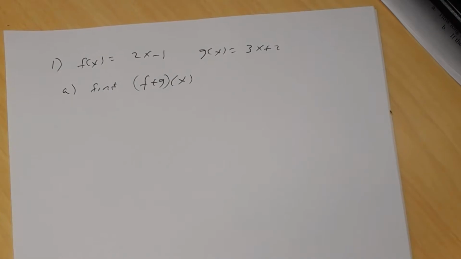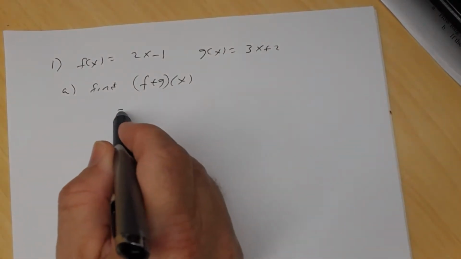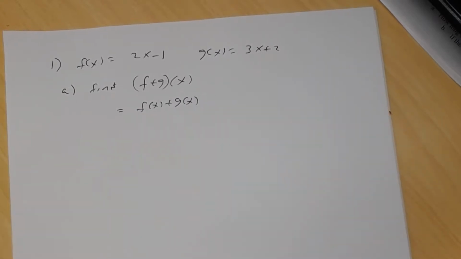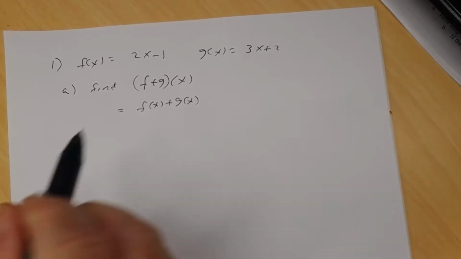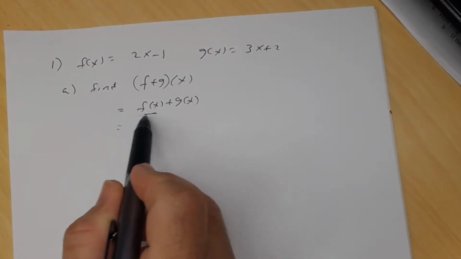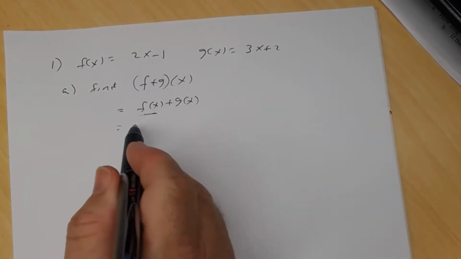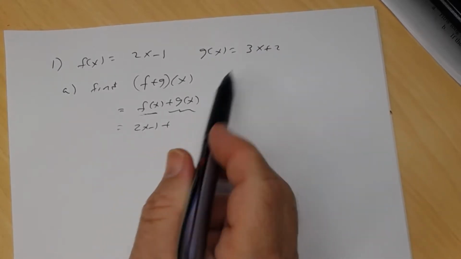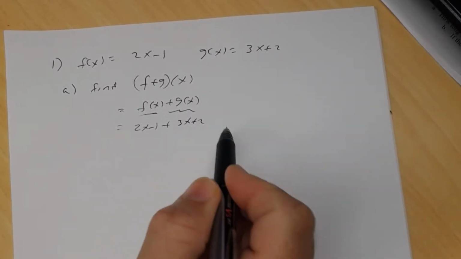You have to know the definition. The definition says that's going to be f of x plus g of x. And so all you do is just find your function. So this says I take f of x. Now f of x is this right here, so that's 2x minus 1. And I'm going to add it to g of x, which is this, 3x plus 2.